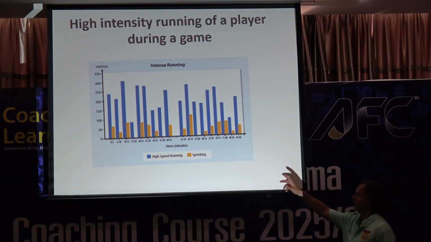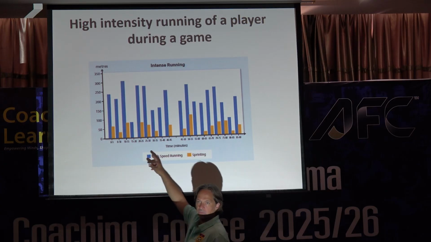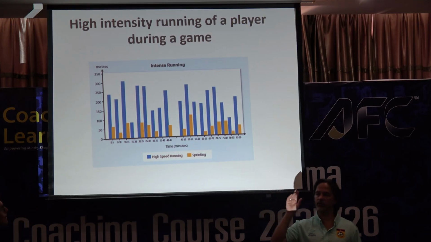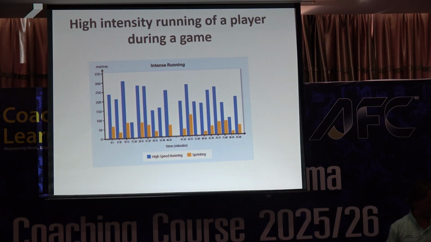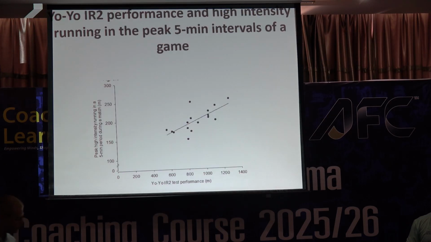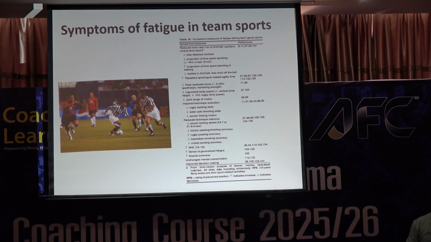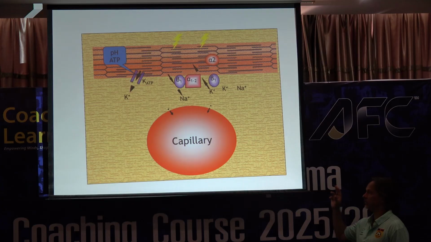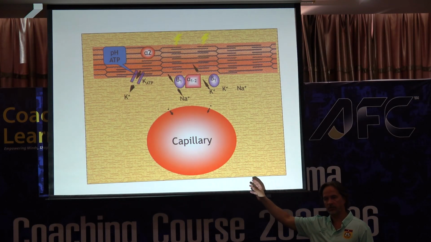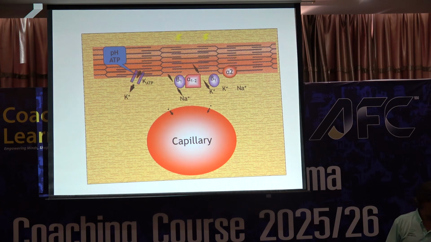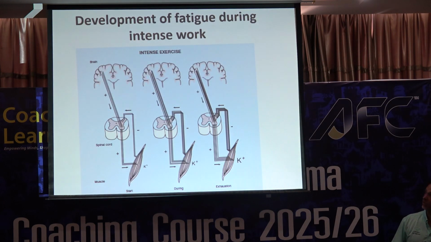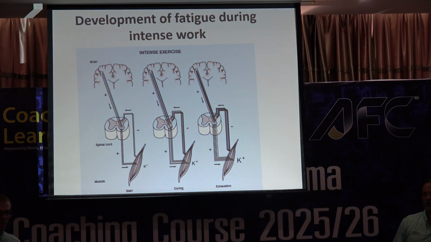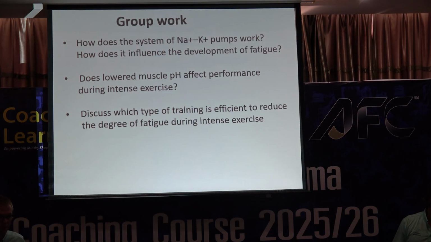Because when we have these peak periods, after about 5 minutes of full effort, the players are fatiguing. They are fatiguing because we lose the potassium from the muscle cell. The better trained we are, the more we can tolerate from powerful signals because we can pump the potassium back into the cell.